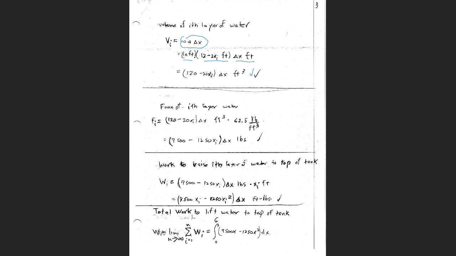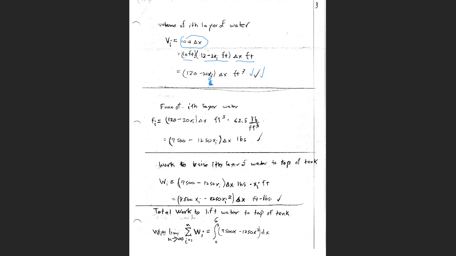Okay, so now we know how much. Are there any questions so far? Okay, and you can see that the volume of the ith layer of water is a function of this x sub i, which is the distance that the ith layer of water is from the top of the tank. And that would make perfect sense.